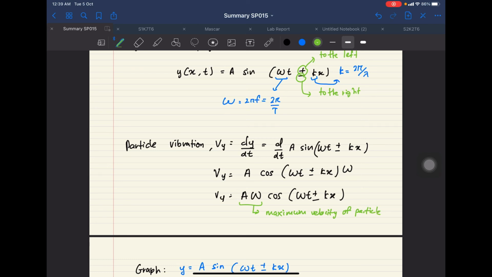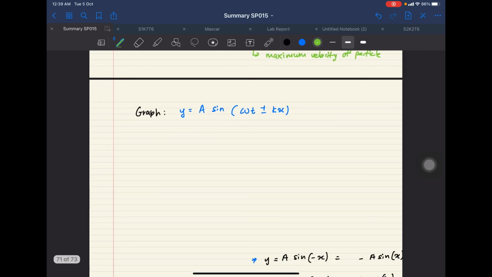Remember, we are talking about the particle. Now how about the graph? If the question asks you to draw a graph, you basically need one more piece of information. If they ask you to draw a graph of y against t, you need to have the values of x. If they say draw y against x, you need to have the values of t. Sometimes they ask you to draw both graphs, so you should be careful.